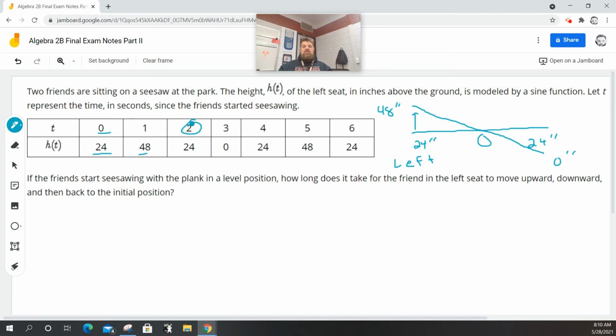Then at 2 seconds, it's going to come back down to the original position like this. At 3 seconds, it's going to go down to the ground like this and be at 0 inches. And then at 4 seconds, it'll be back at 24. So 4 seconds. That's it.